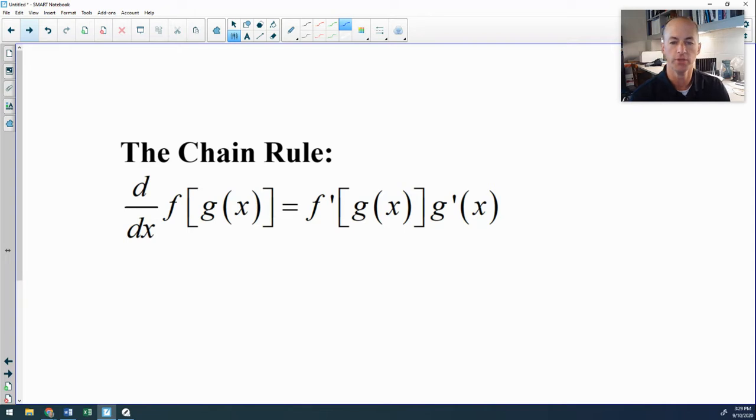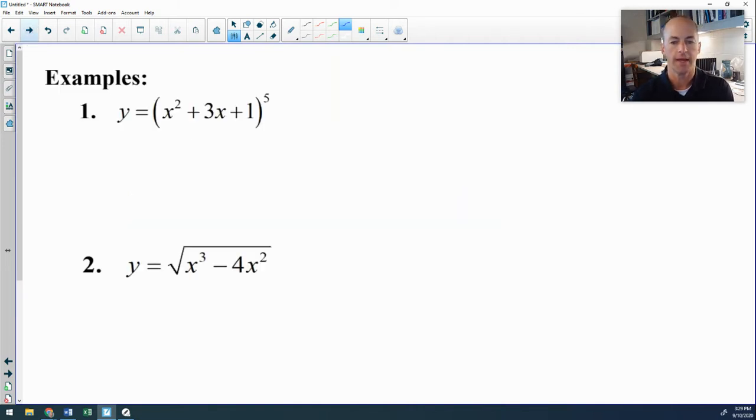So the chain rule itself, you do what you would think is the opposite of the order of operations. This is the one time you actually start on the outside and work your way into your function, get to the interior. So we do the derivative of the outside. So we do the derivative of f, leave inside alone, and then we multiply by the derivative of the inside. So it's f prime of g, then times g prime. And it's easier to see that by looking at a few examples.